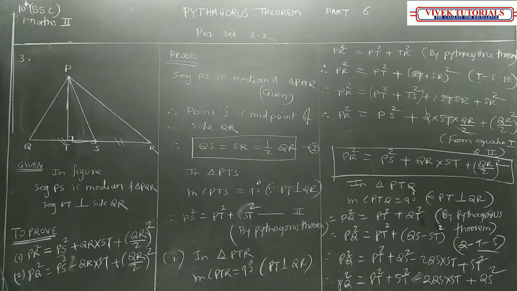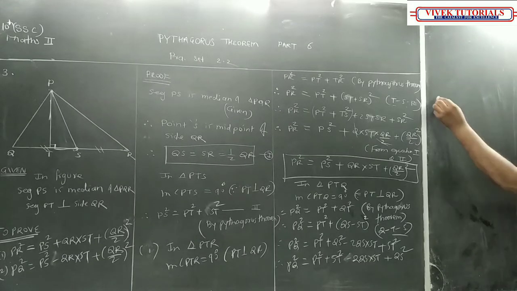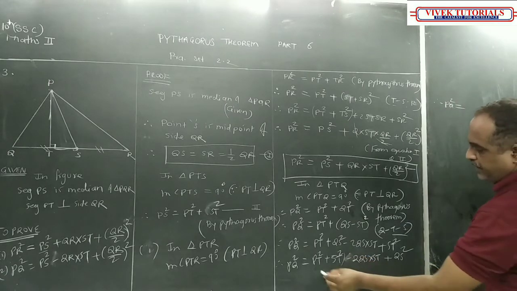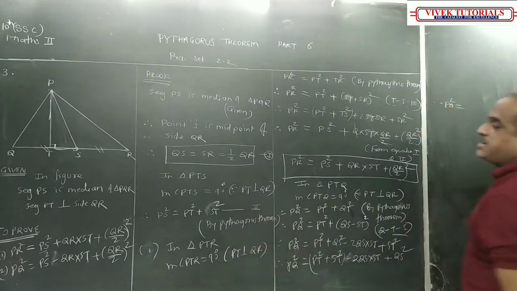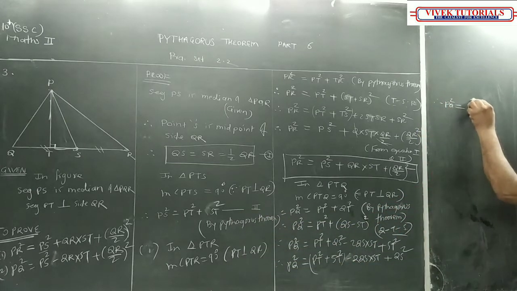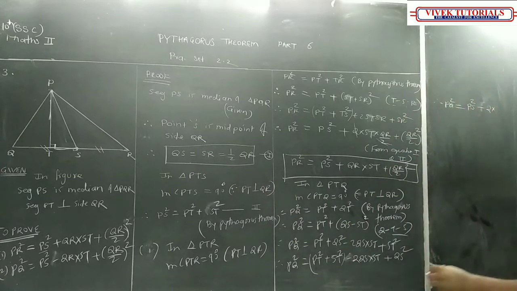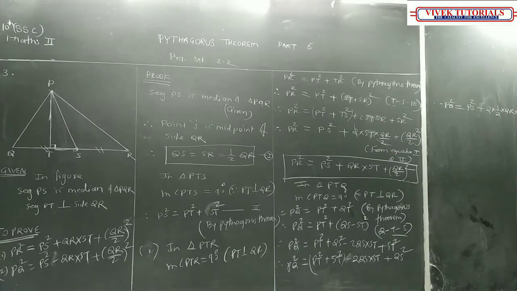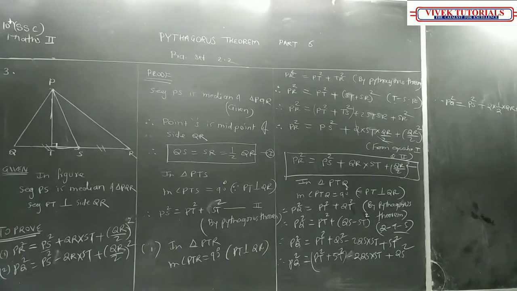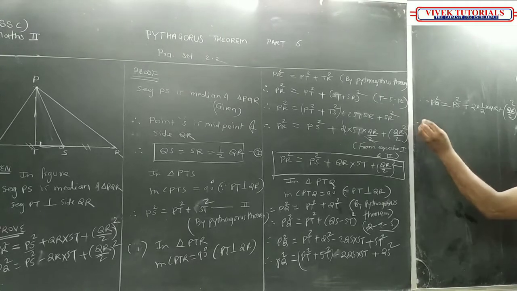Okay. Now, what I can do is, therefore, PQ square is equal to PT square plus ST square. PT square plus ST square is what? PS square, minus 2, and instead of QS, what can I write? Half of QR, plus QR upon 2 the whole square. Okay? Therefore, what can I write?